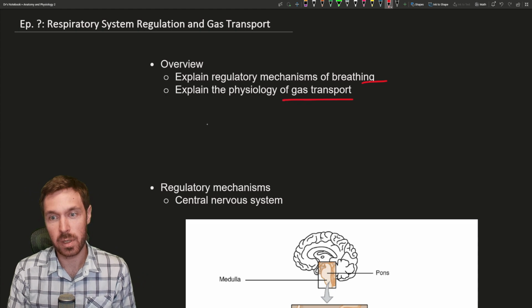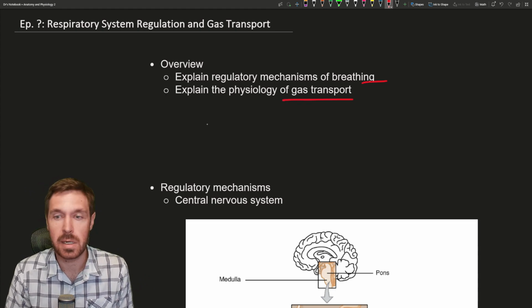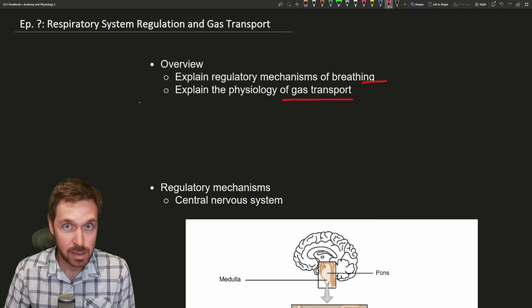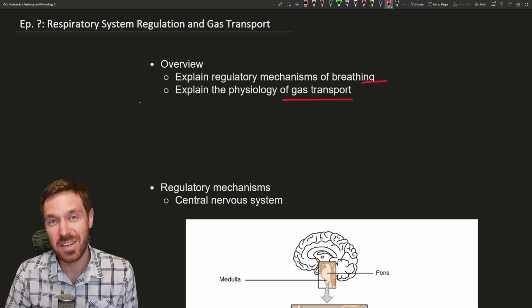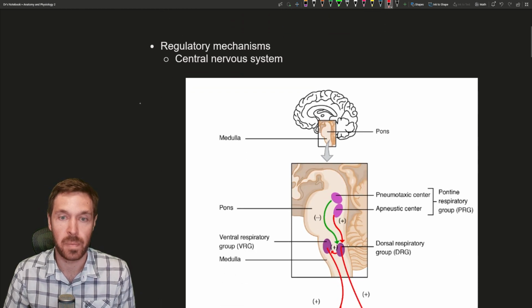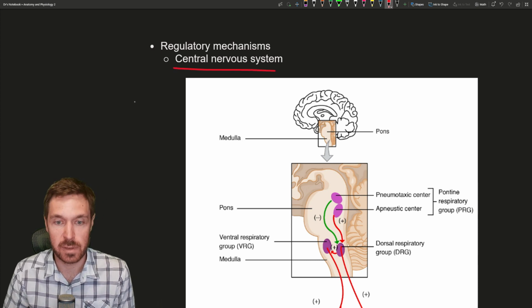And then we will look also at the physiology of gas transport, for how we move oxygen and CO2 through our blood. So there's a process of external respiration, which is the exchange of gases at the lungs. And then there's internal respiration, which is between the capillaries and the tissues. So first up here are the regulatory mechanisms, beginning with the central nervous system.